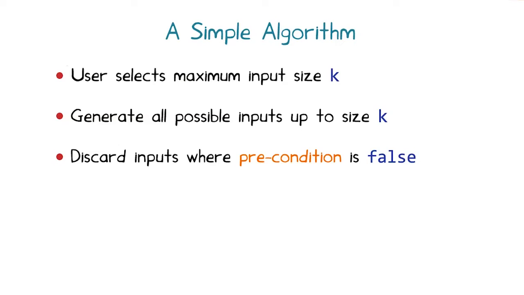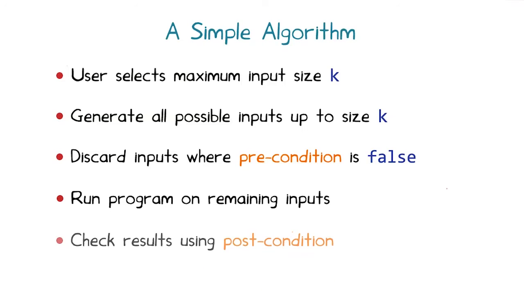For example, we might not want to call a remove root method on an empty binary tree. Those test inputs that meet the precondition are run through the method being tested, and the results are checked against the method's postcondition. This algorithm should be more or less familiar. The same basic flow happened with randomly generated test cases. The only difference is the way in which test cases are generated. Let's take a closer look at this.